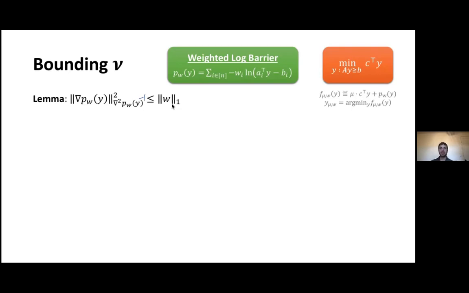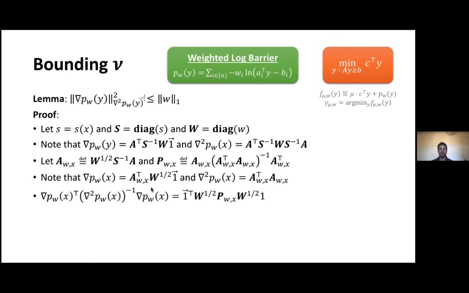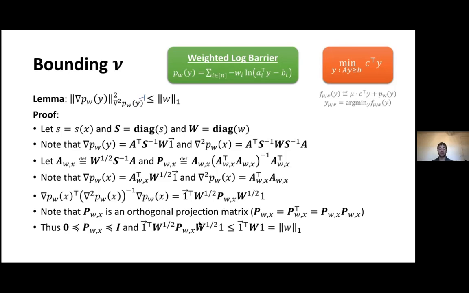Again, in the interest of time, I'm not going to go through too much of the algebra in these lectures. I'll just say how the proof works. The proof is: compute the gradient and the Hessian, do some algebraic manipulation to write out what the quadratic form of the Hessian inverse with the gradient is. And what you'll get is the square root of the weight matrix applied on either side to some sort of orthogonal projection matrix. And orthogonal projection matrices have eigenvalues at most 1, so they're at most the identity. So this quadratic form is at most 1 transpose W 1, which is the L1 norm of W.